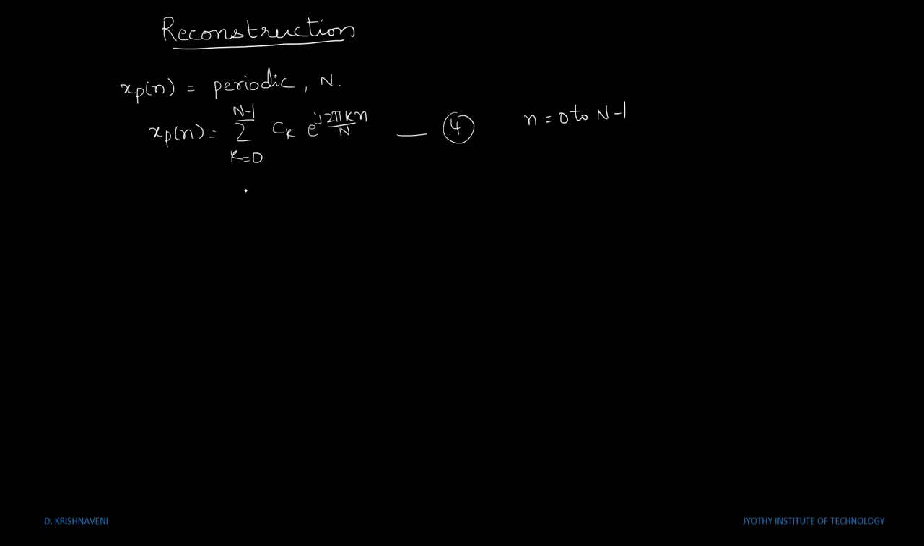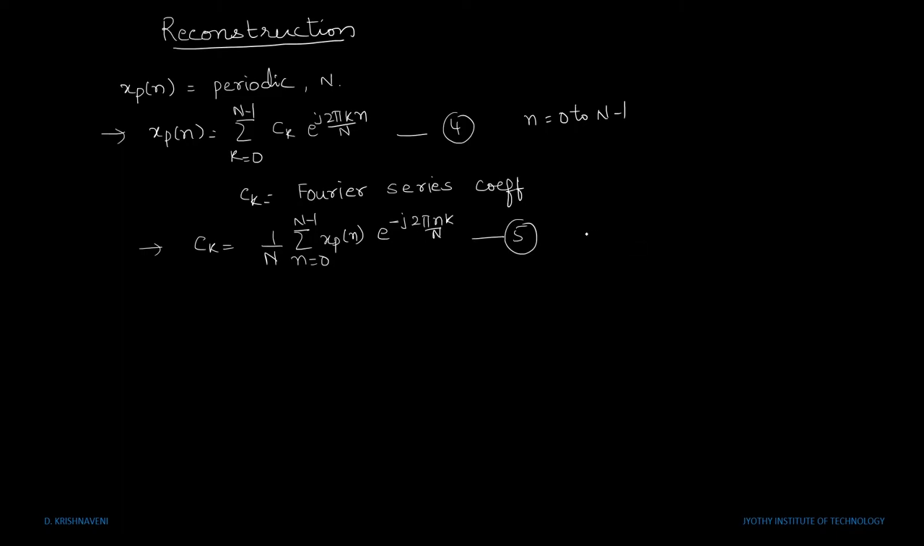And what is ck? ck are the Fourier series coefficients. ck is in the frequency domain, xp of n is the time domain sequence. So this is the inverse discrete time Fourier series formula, and the discrete time Fourier series formula will give us ck, and ck is 1 by n summation n equal to 0 to n minus 1 xp of n e to the power of minus j 2 pi n k by n, with k ranging from 0 to n minus 1. If you remember, in signals and systems you have studied discrete time Fourier series. So these are the formulas of discrete time Fourier series and inverse discrete time Fourier series.